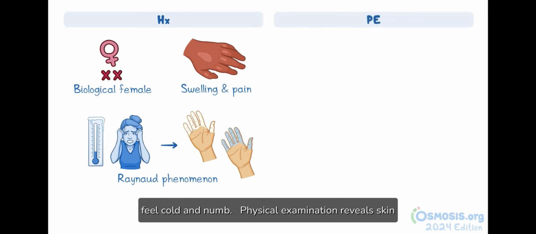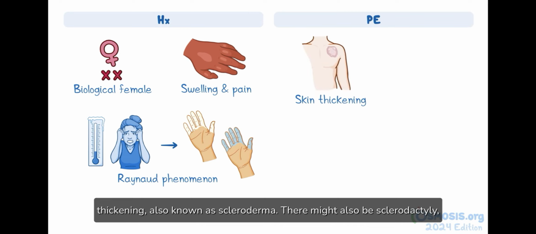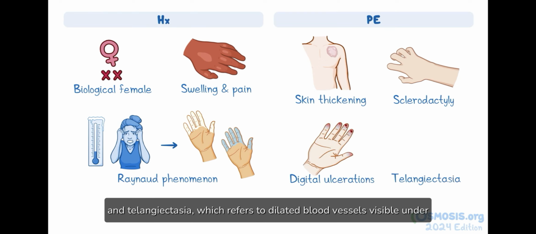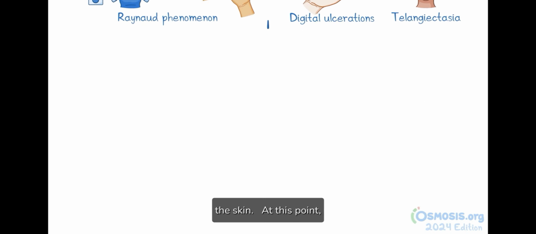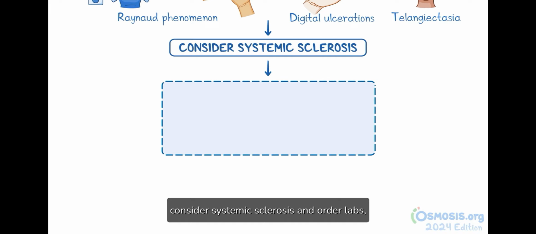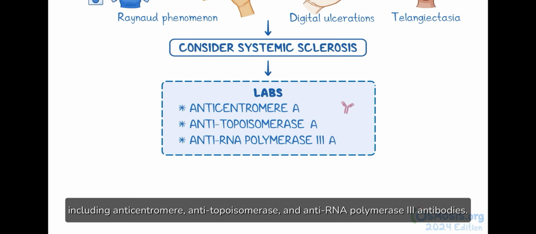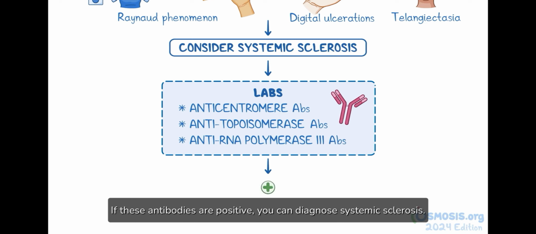Physical examination reveals skin thickening, also known as scleroderma. There might also be sclerodactyly, which refers to the hardening of the skin of the hands, causing the fingers to flex inward. Some patients might also have digital ulcerations and telangiectasia, which refers to dilated blood vessels visible under the skin. At this point, consider systemic sclerosis and order labs, including anti-centromere, anti-topoisomerase, and anti-RNA polymerase III antibodies. If these antibodies are positive, you can diagnose systemic sclerosis.